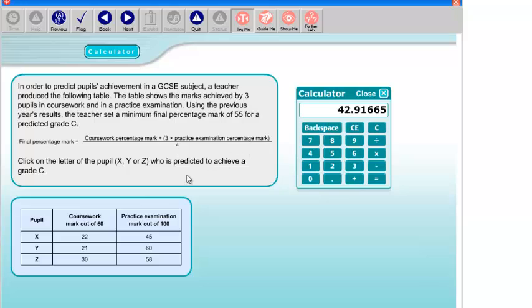Okay, so that one is nowhere near a C grade because the minimum mark to get a C was 55. So he's below that, so he's not the pupil we're interested in. But we probably could have told that already, because 22 out of 60 and 45 out of 100, that's pretty low scores there, so we probably shouldn't have started with that pupil, but there you go. So we do the same process for the next pupil and see if he's our one.